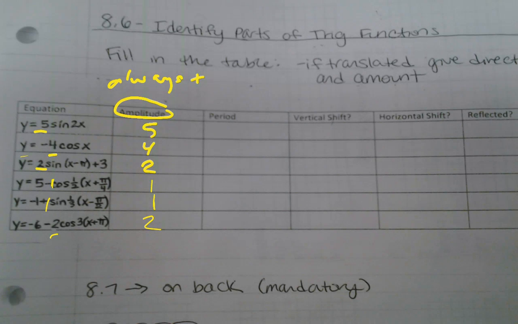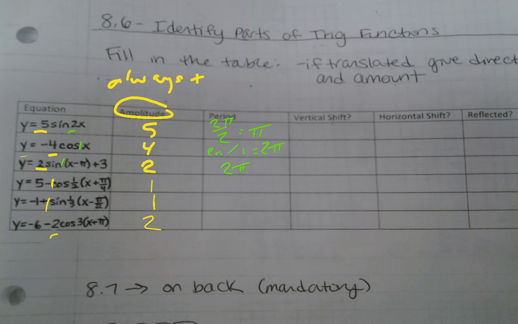I was really impressed with overall how well we did with the period. The period is always 2 pi over the coefficient of x. So in the first problem, it's going to be 2 pi over 2, which is pi. The next one, the coefficient is 1. So it's just 2 pi over 1, which is 2 pi. The next one is a little trickier. If you look outside the parentheses, I have a coefficient of 1, so that means my period hasn't changed from the standard. It's just 2 pi.